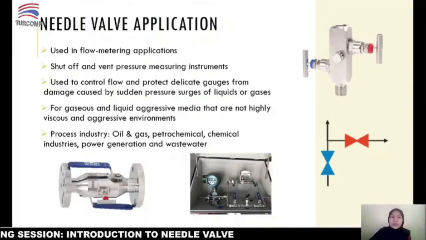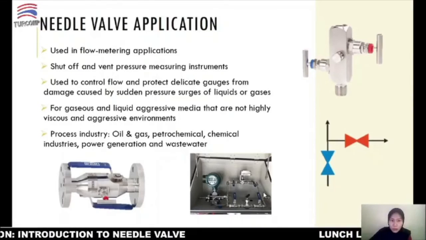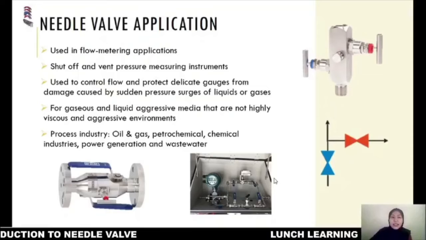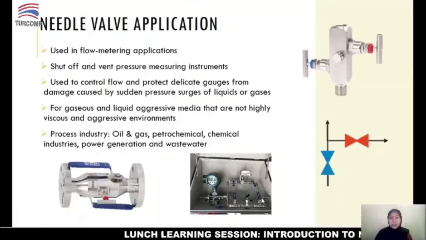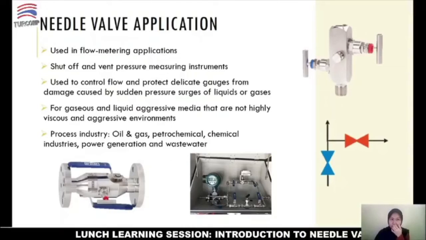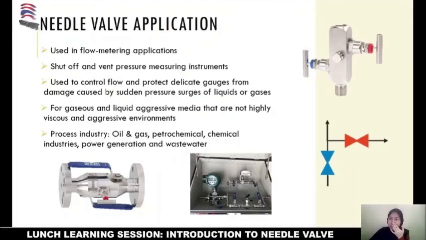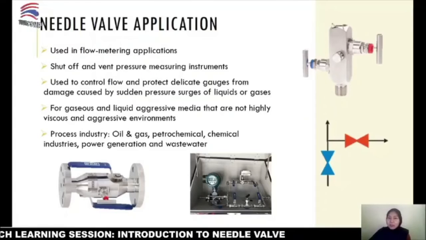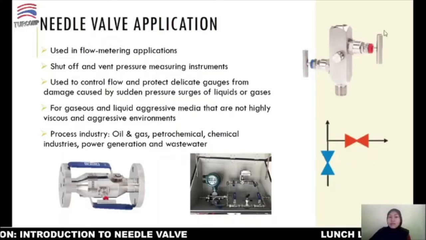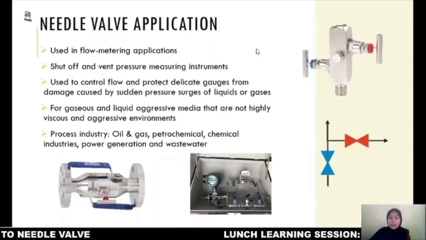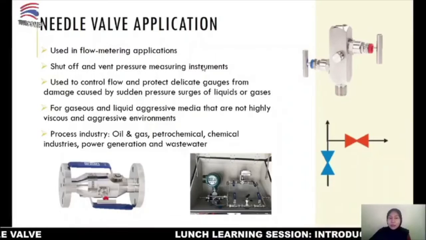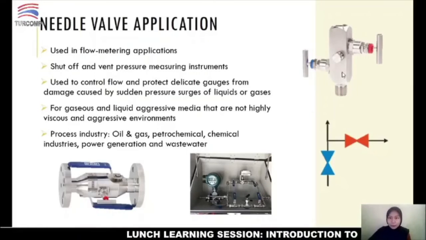This one is also used to control the flow and to protect. It can protect delicate gauges from damage caused by sudden pressure surge from the liquid or gases. Okay, this one is the block and bleed valve. It comes with shut off and vent valve. This one is a shut off and vent for pressure measuring instruments.